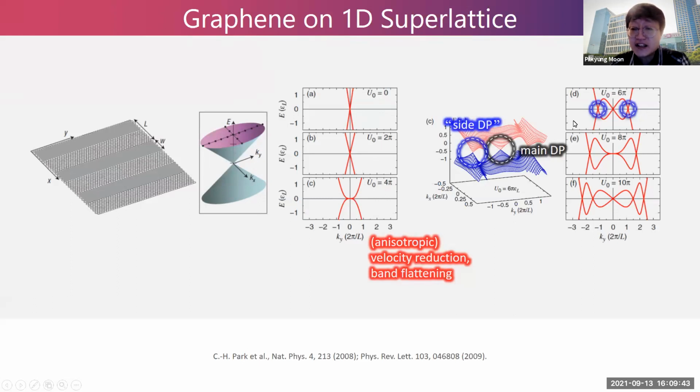As potential increases, the main Dirac cone recovers its velocity, but again, it's flattened at 8 pi, 12 pi, and so on.